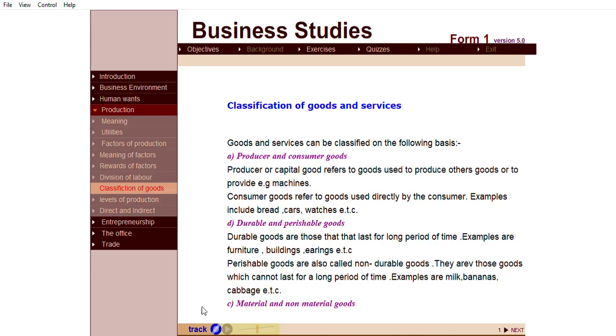Goods can be classified as either durable or non-durable goods, which are also known as perishable goods. They can also be classified as either producer or consumer goods. Other classifications include public versus private goods, shopping versus convenience goods, and material versus non-material goods.